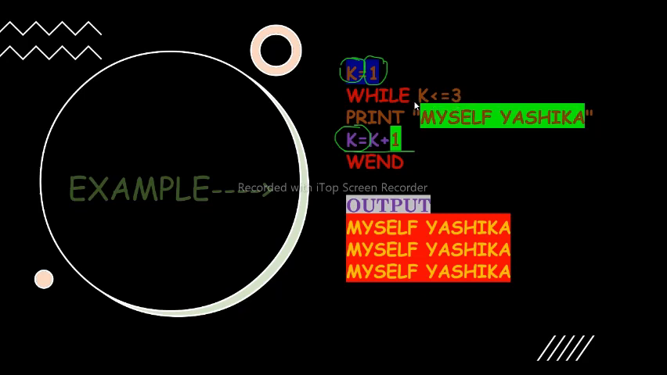Now what is this? This is the condition on which the programming will work. As I said, that conditions only are the only factor on which Qbasic depends, and it also decides when will the program be true and when it will be the false one. So k is less than equal to 3.